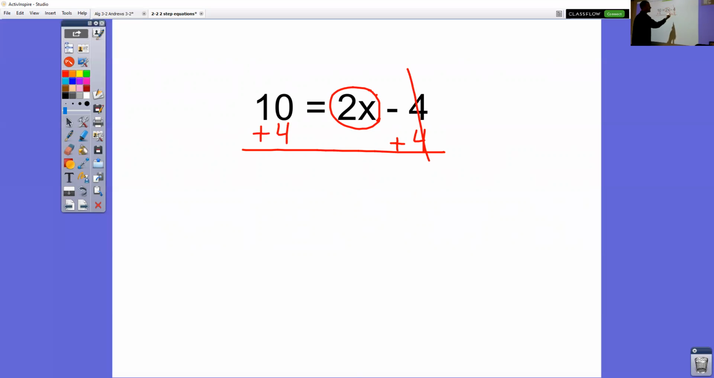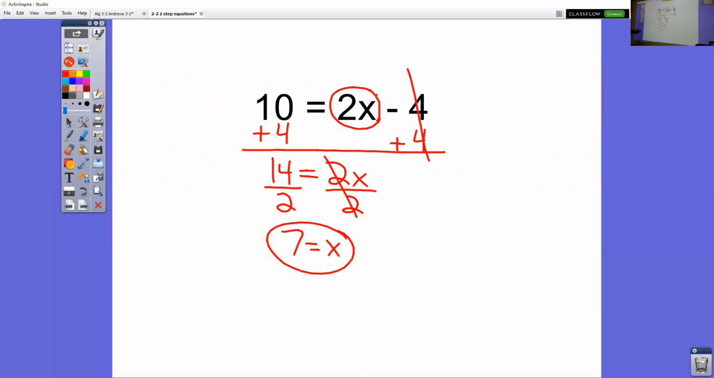Whatever you do to one side of the equal sign, you have to do it to the other. Those 4's cancel out or zero out. 10 plus 4 is 14. Bring down your equal sign, bring down your 2x. This says 2 times x. The opposite of times is divide. So I want to divide by 2 and divide by 2. 14 divided by 2 gives us 7. If you did solve it the other way with the equals 10 on the other side, you would have ended up getting x equals 7 instead of 7 equals x. That is the same exact answer.